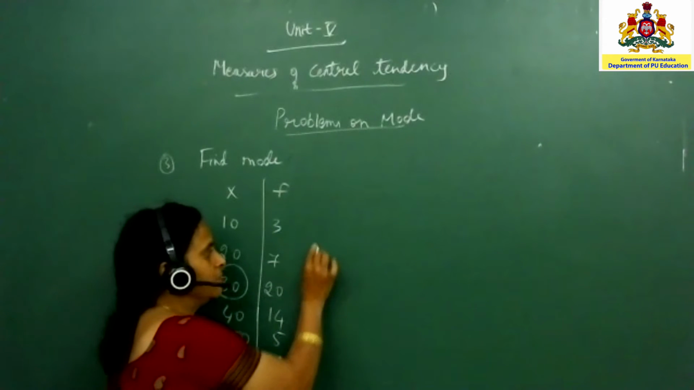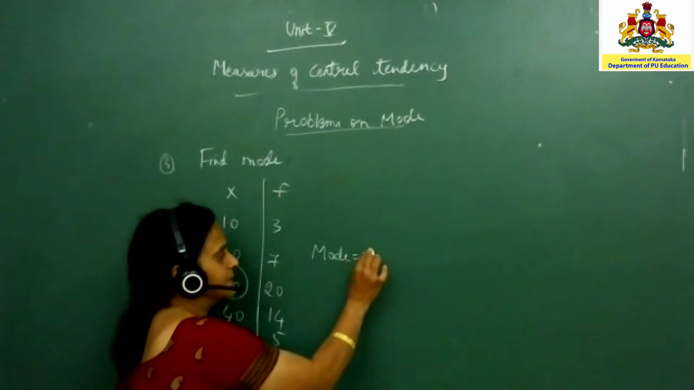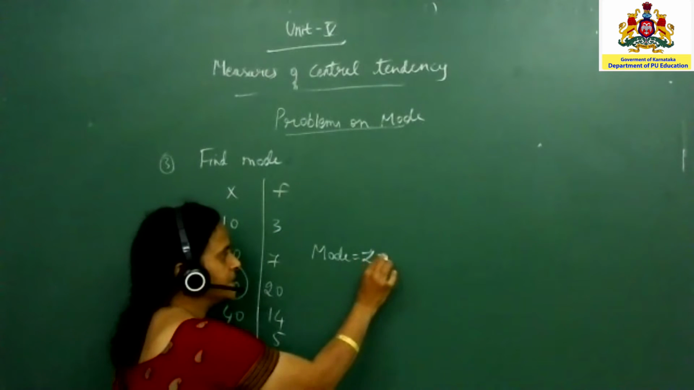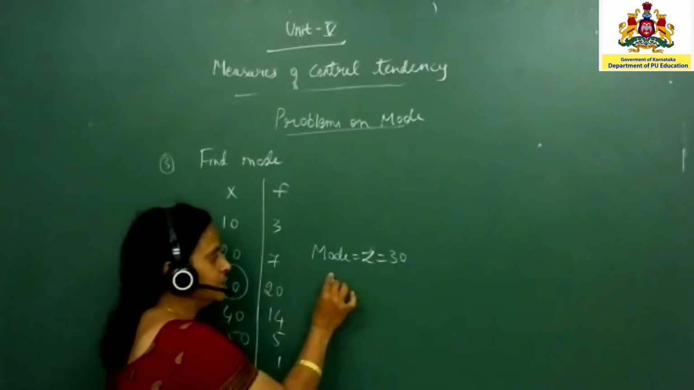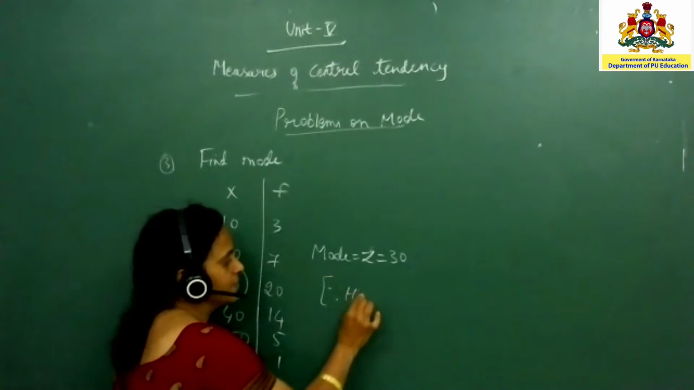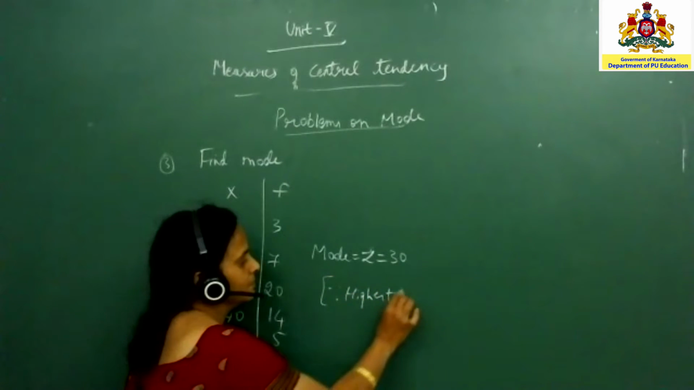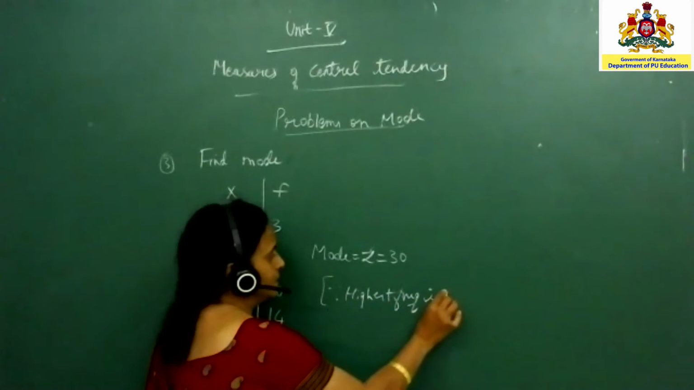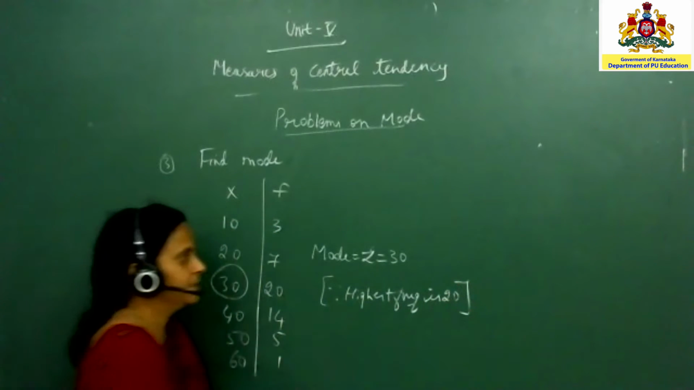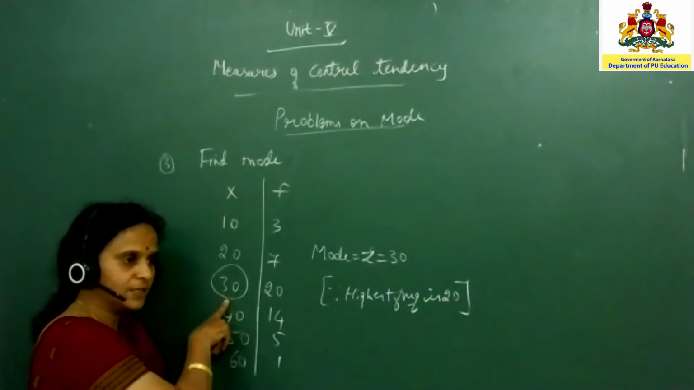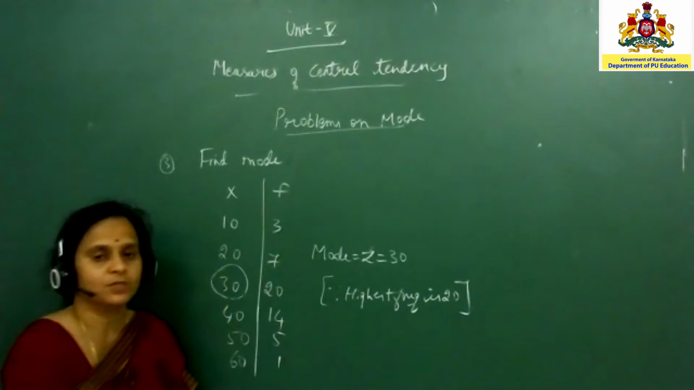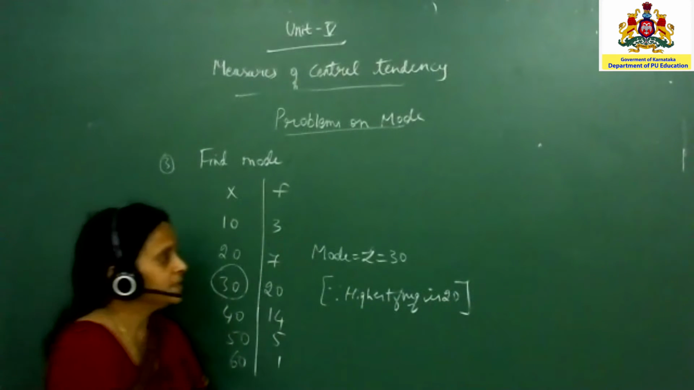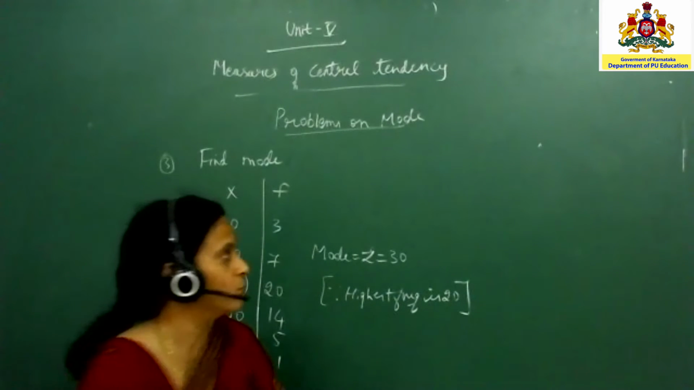So for this mode value, which is represented by Z, here it is 30. The reason is that the highest frequency is 20 in this example. Based on that, we look at the first column, the x value, and whatever we have there becomes the mode value. The same way, let's try one more problem.